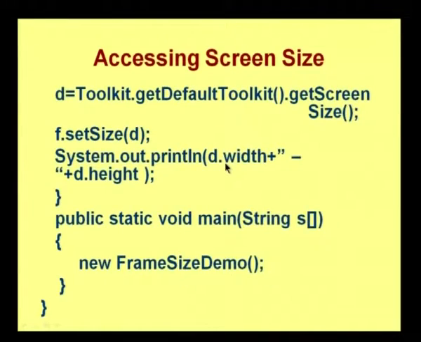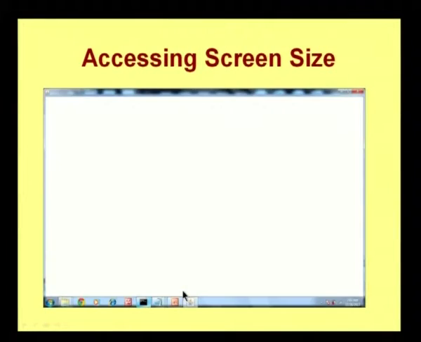So you can see I can print the width and height of the particular dimension. Here is your main method where your constructor is called. You can see here the output is not just a frame on your desktop. It occupies your entire desktop area.